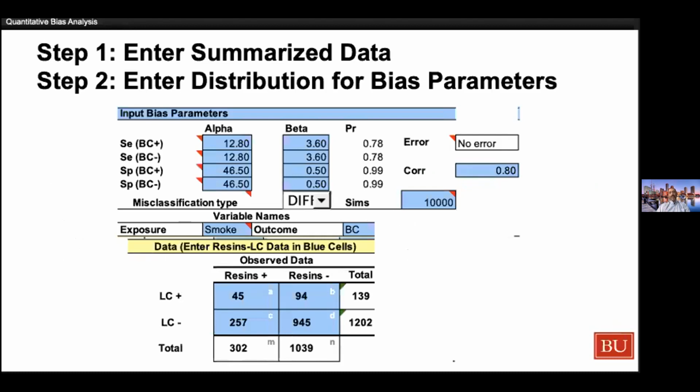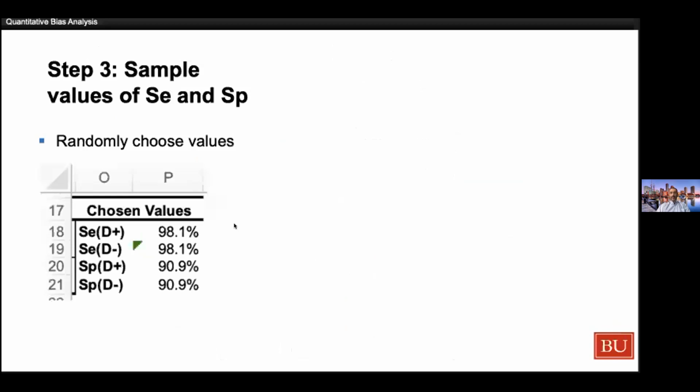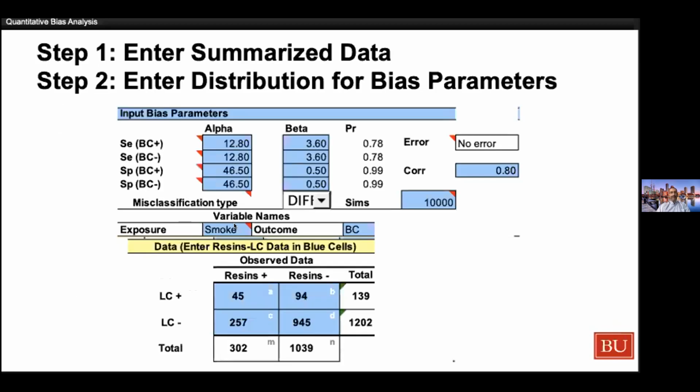So I'm just going to show you key parts of the spreadsheet so you can see what's actually going on. So the first thing we do in this approach is you enter the summarized data, which I have down here. Notice the labels are wrong. These should say smoking and breast cancer. I forgot to change the labels, so my apologies for that. But on the top, there appear to be timers in my slides. I don't know where they came from, so I apologize for that.